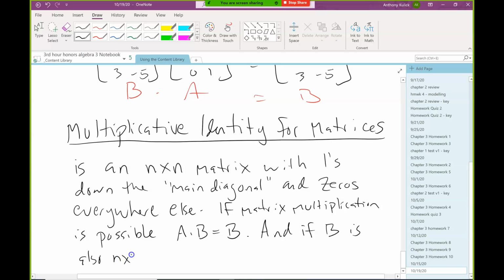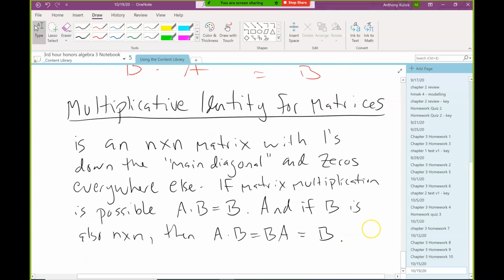Okay. The multiplicative identity for matrices is an n by n matrix with ones down the main diagonal and zeros everywhere else. If matrix multiplication is possible, A times B will give us B. And if B is also an n by n matrix, A times B is equal to B times A, which is just B. This is for any n by n matrix. So we're going to give A a special name.